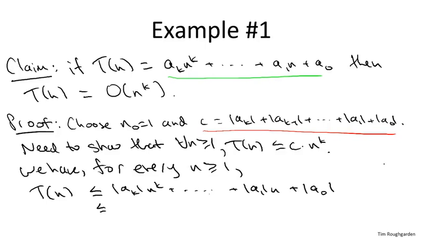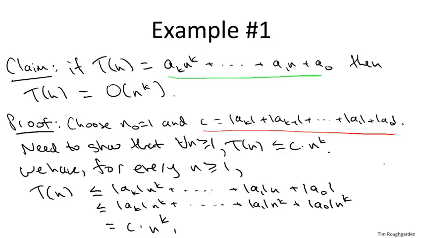Now the coefficients are all non-negative, so the overall number only goes up. So this is bounded above by the absolute value of a_k n^k, up to the absolute value of a_1 n^k plus a_0 n^k. I'm using here that n is at least 1, so higher powers of n are only bigger. And now you'll notice this, by our choice of c, underlined in red, is exactly equal to c times n^k. And that's what we had to prove.